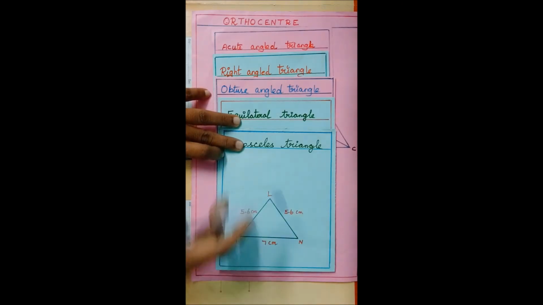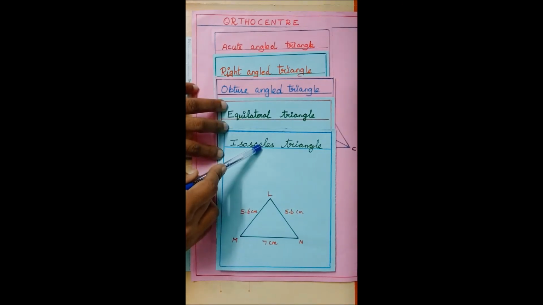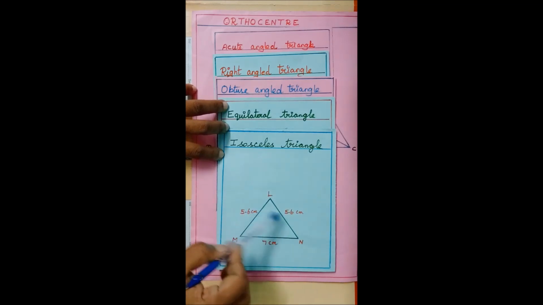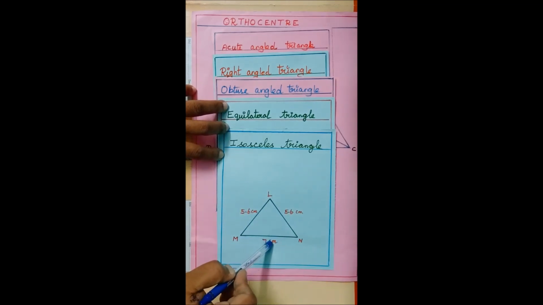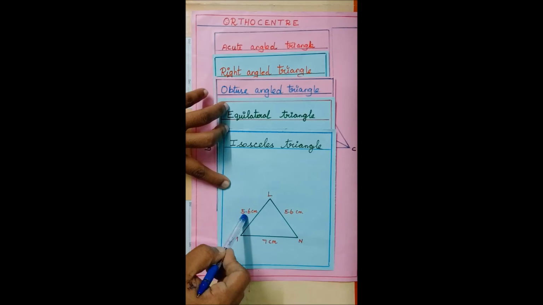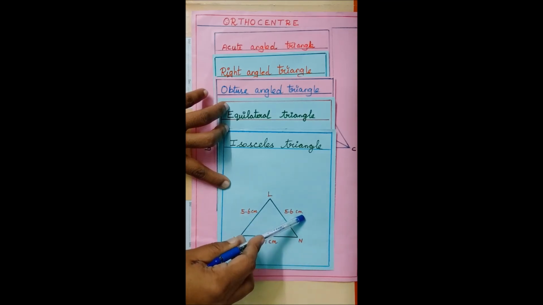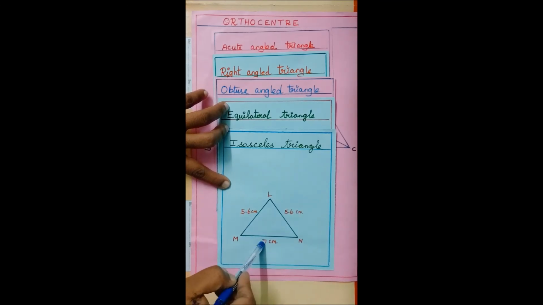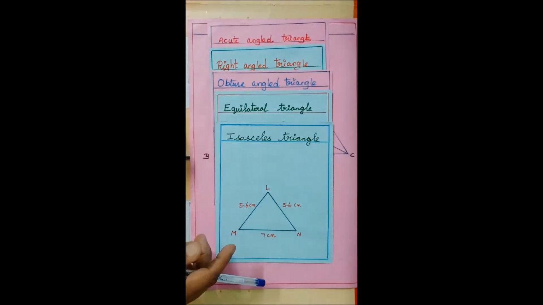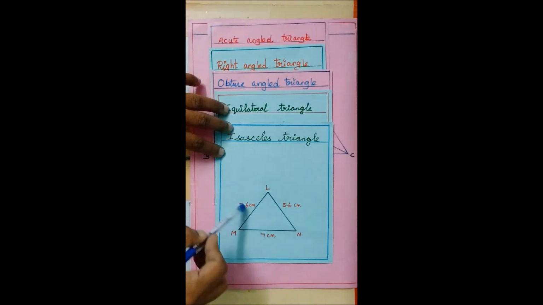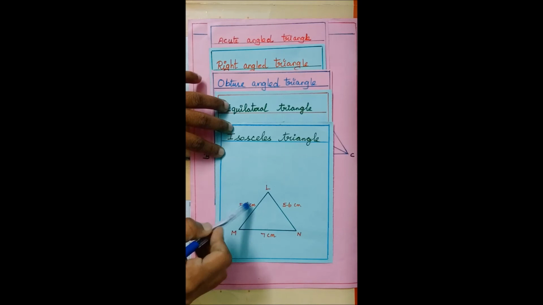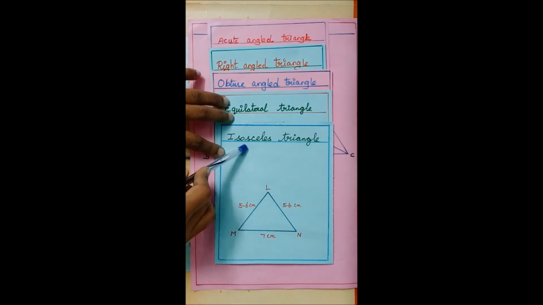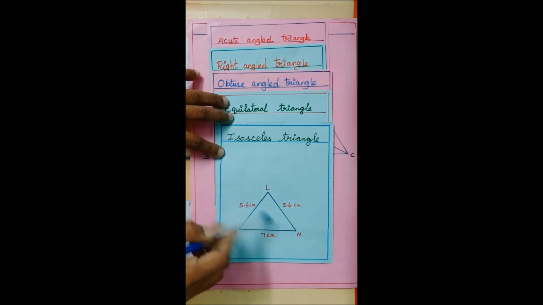Next, isosceles triangle. What is meant by isosceles triangle? If any 2 sides of a triangle are equal in length. See here, here 5.6, here also 5.6, but the third side is 7 centimeter. So the two sides are equal in length, so we can call this triangle an isosceles triangle. Isosceles triangle means any two sides are equal in length.